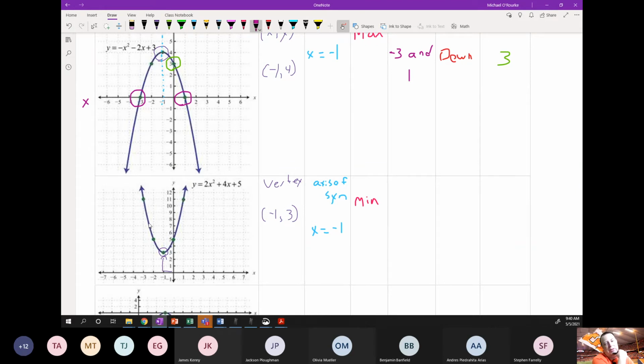Or do we have x-intercepts for this one? Or is it just NA, not applicable? I don't have any. There are none. Very good. So it's just NA.